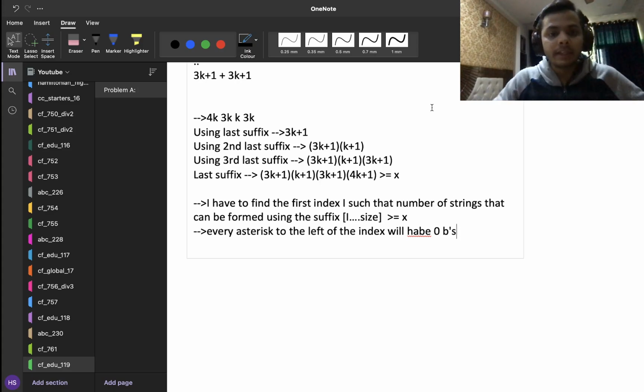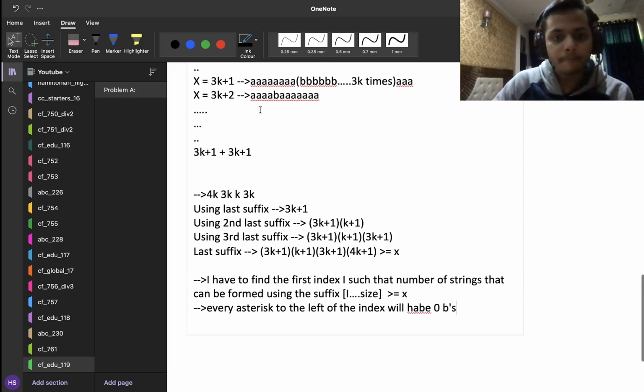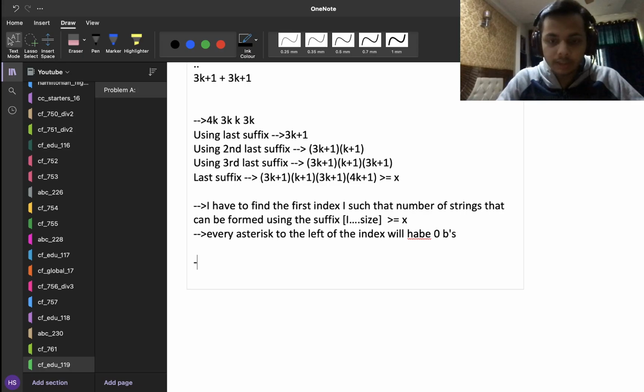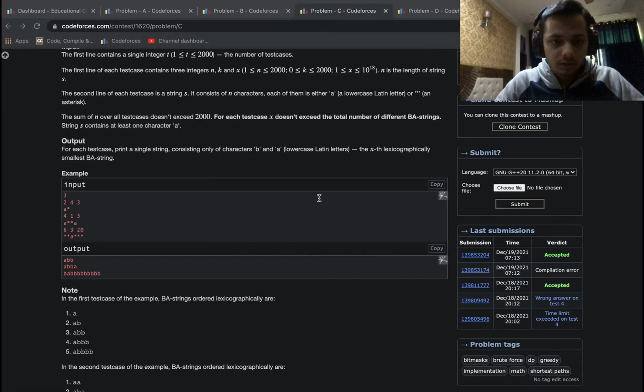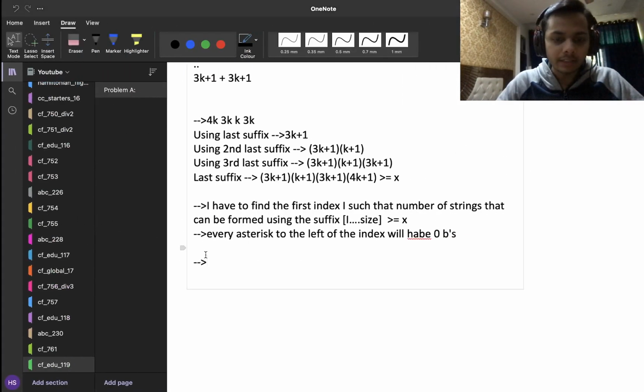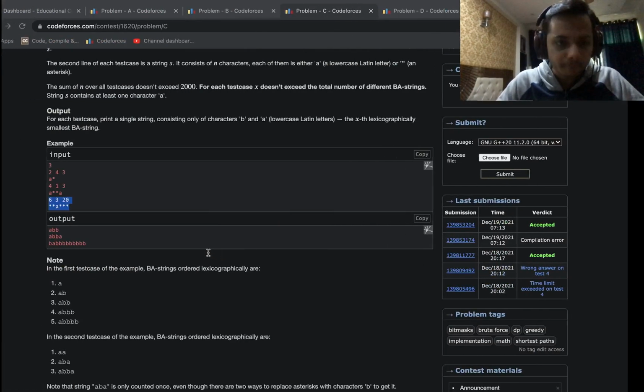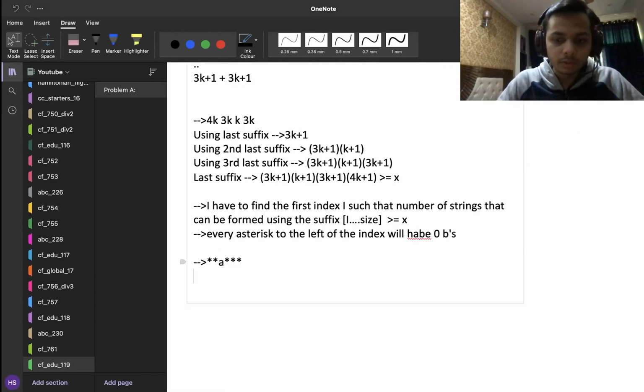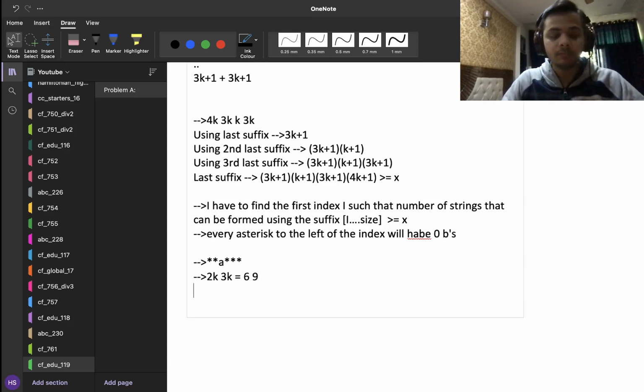So let's look at the test example here. Let's look at this last example, right? 6 3 20, and the string which we have is star star a star star star. The corresponding vector that we will get here is of 2k and 3k, which is nothing but, for k equals 3, we have 6 and 9, right? So we have a vector like this.